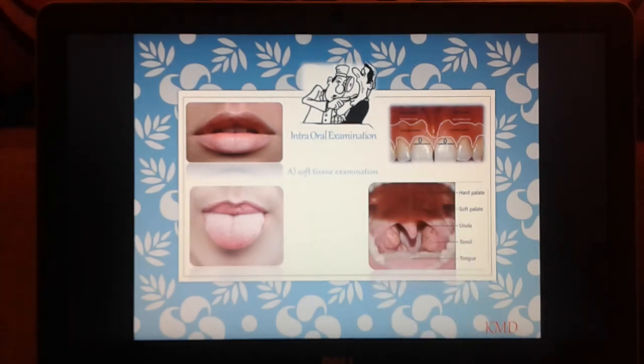The other type of soft tissue evaluation is the evaluation of the hard palate, the soft palate, the position and size of the uvula, the presence or absence of tonsils, and also the tongue, which has already been discussed. Finally, the floor of the mouth has to be evaluated for any change in color or presence of swelling, or, as in the case of a ranula, the floor of the mouth is elevated.